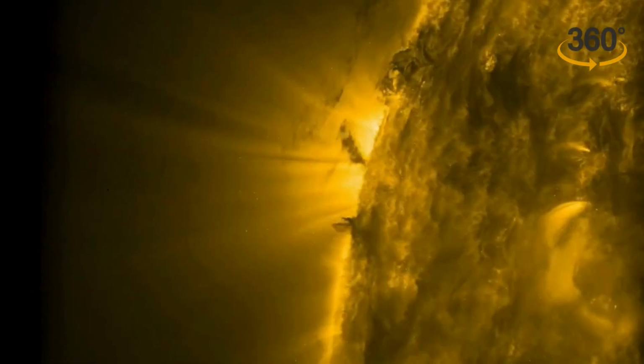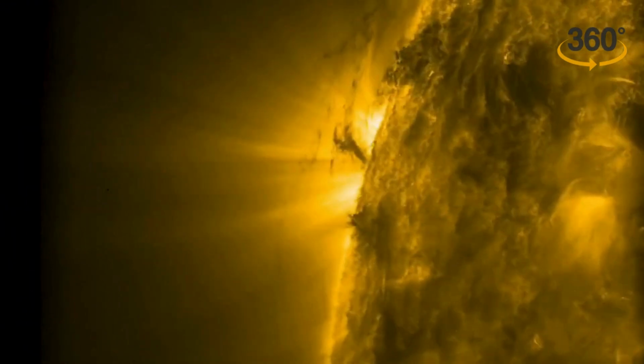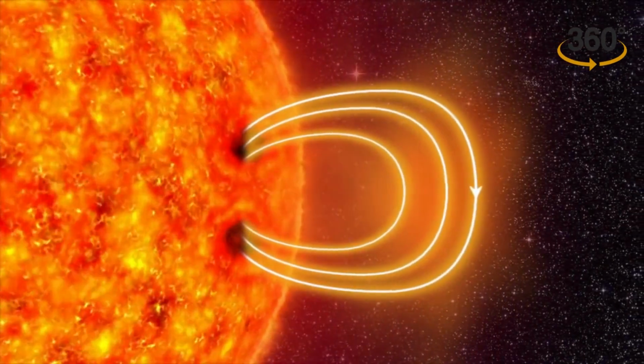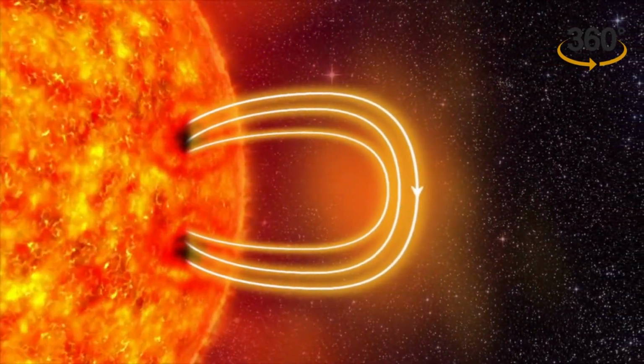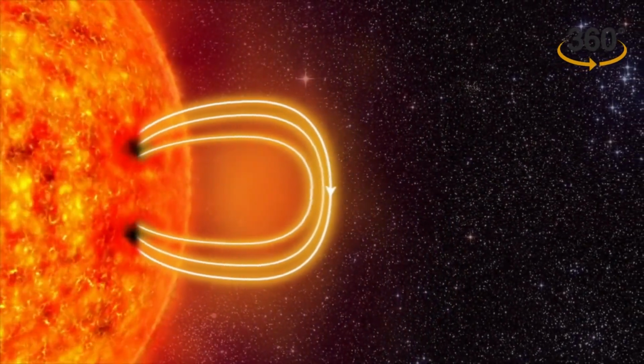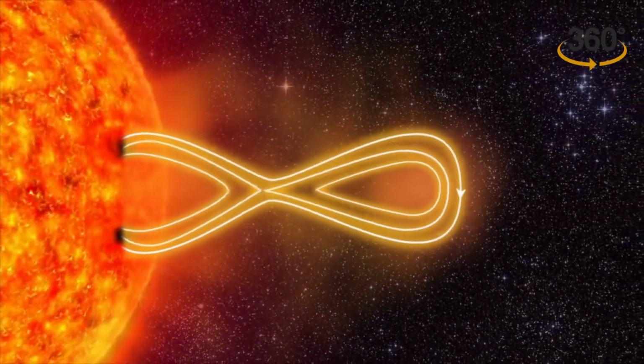One theory is that the magnetic fields become twisted due to the motion of the plasma on the Sun's surface. Another theory suggests that twisting occurs when the magnetic fields of two sunspots interact with each other. When this happens, the magnetic fields can snap and release huge amounts of energy.